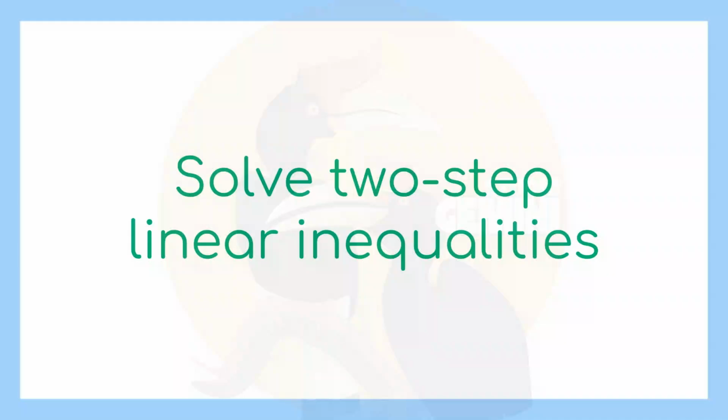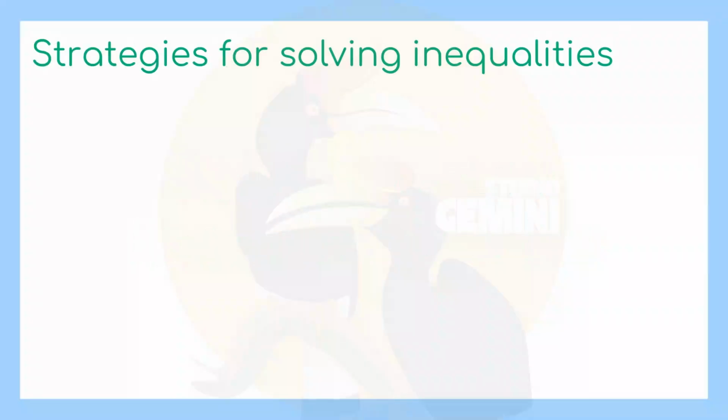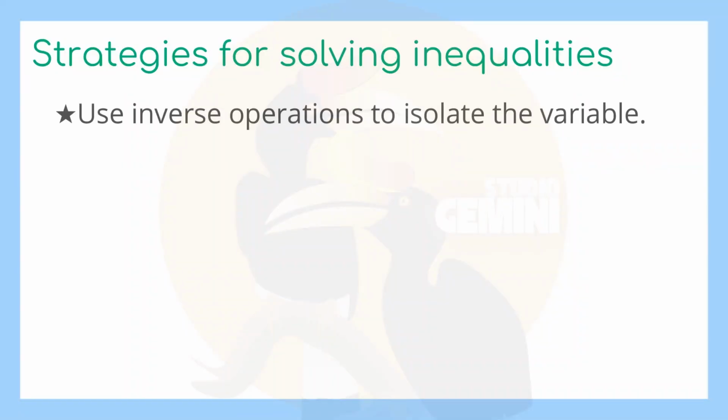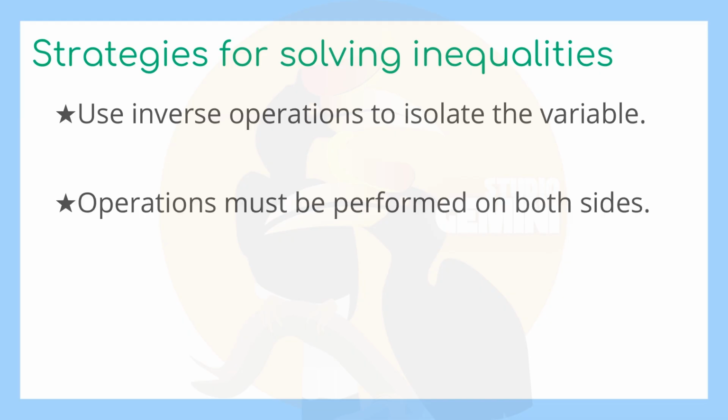Today we're going to be learning how to solve two-step inequalities. Let's start by talking about some strategies for solving inequalities. Solving inequalities is a lot like solving equations. First, we use inverse operations to isolate the variable. Any operations we do must be performed on both sides of the inequality, just like with equations.